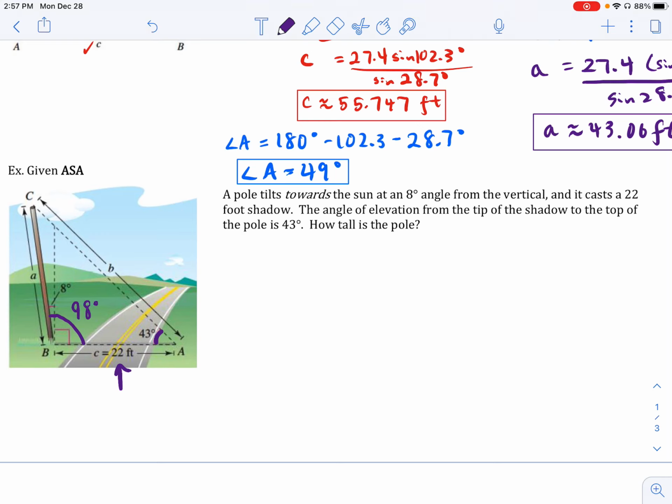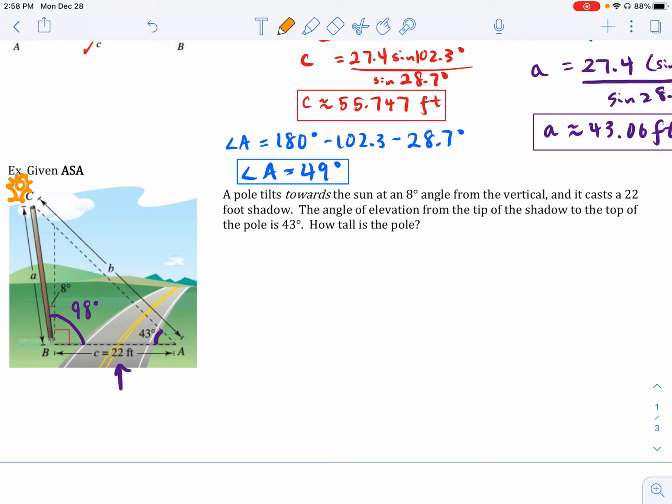So if you haven't already done so, pause the video and read through the problem so you know exactly what the situation is. So we should see that we have a pole that is tilting towards the sun at an 8-degree angle from the vertical, meaning it's leaning 8 degrees away from the vertical toward the sun. So we would be able to say that the sun is right over here. So there's my little sun, all right? And it casts a 22-foot shadow.